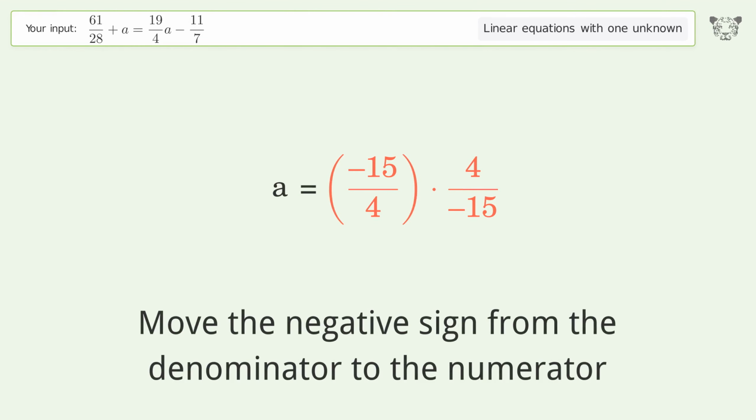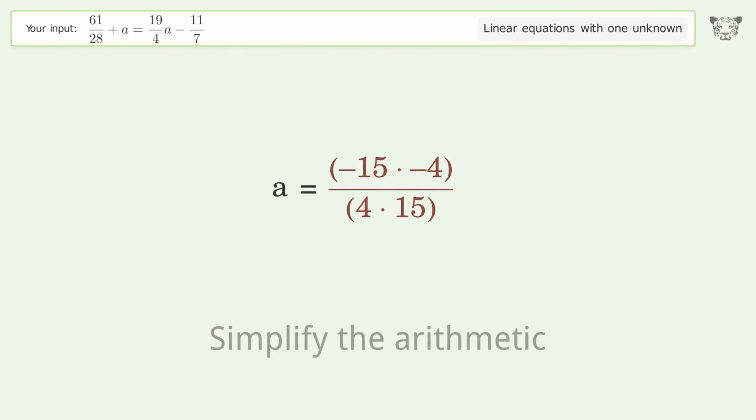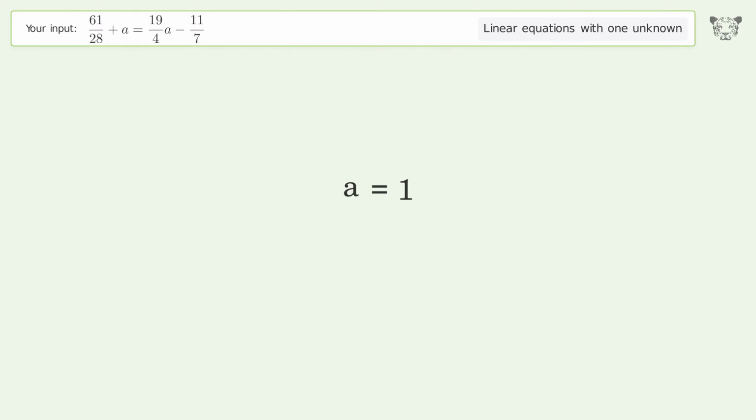Move the negative sign from the denominator to the numerator. Multiply the fractions. Simplify the arithmetic. And so the final result is a equals 1.